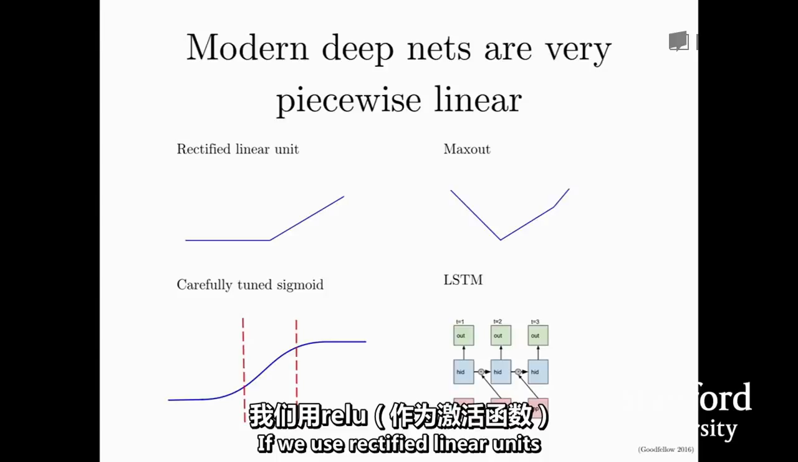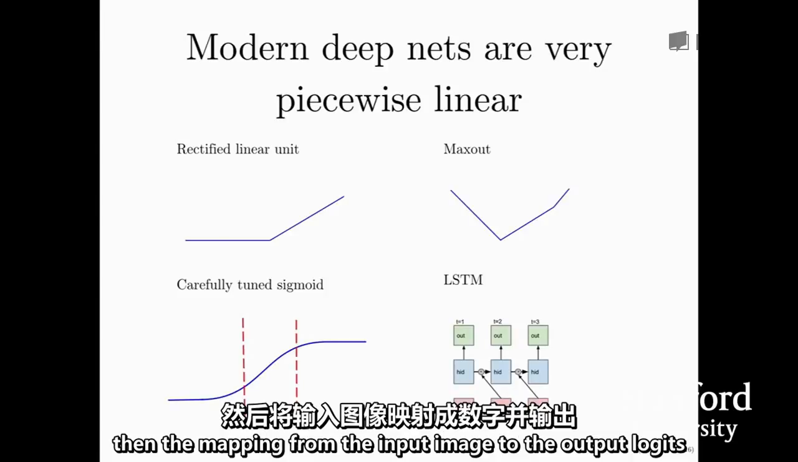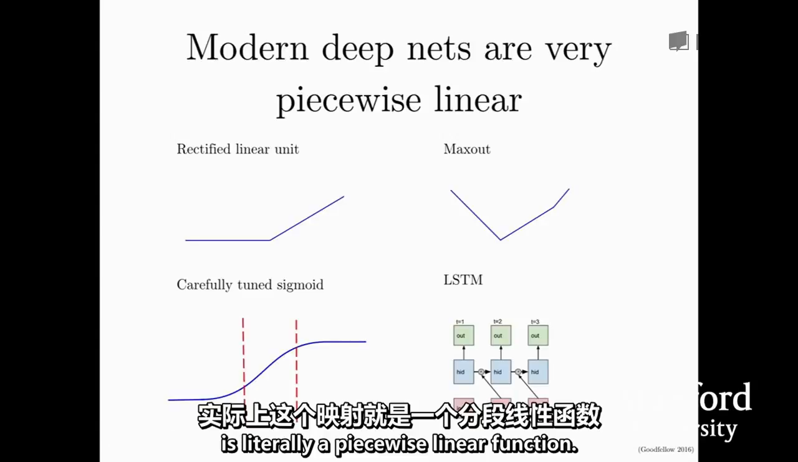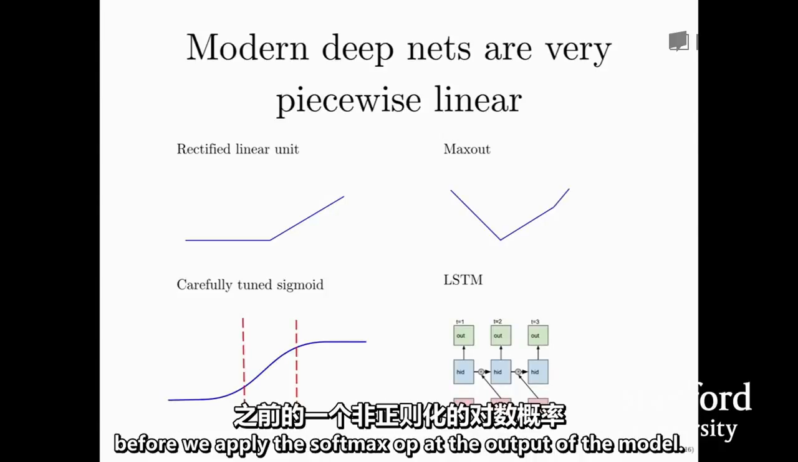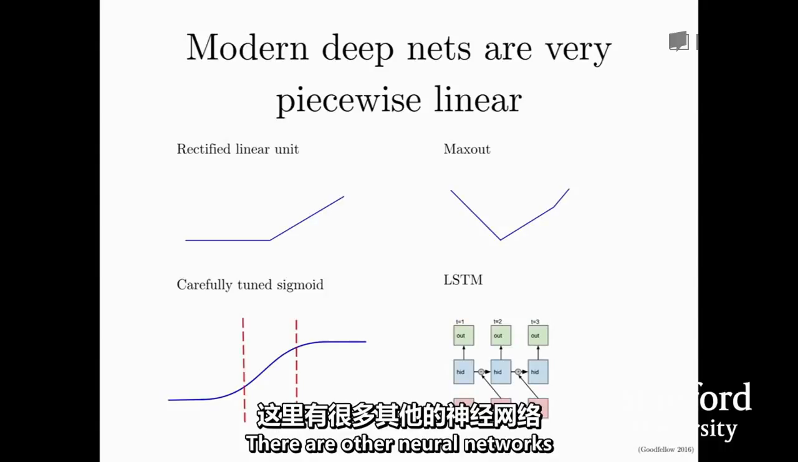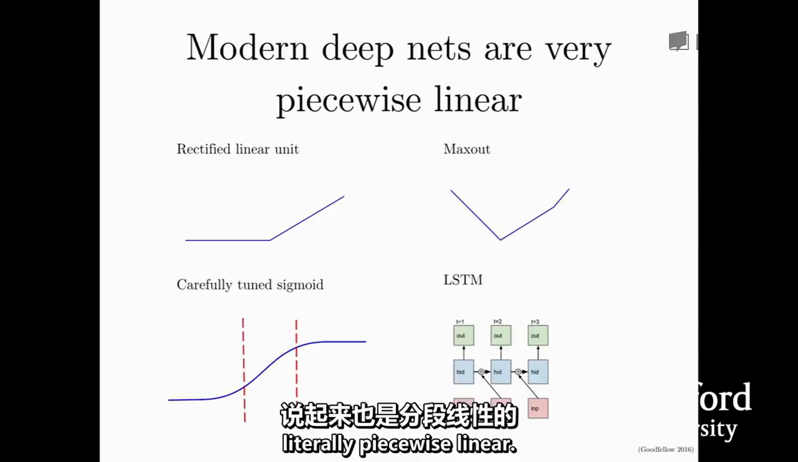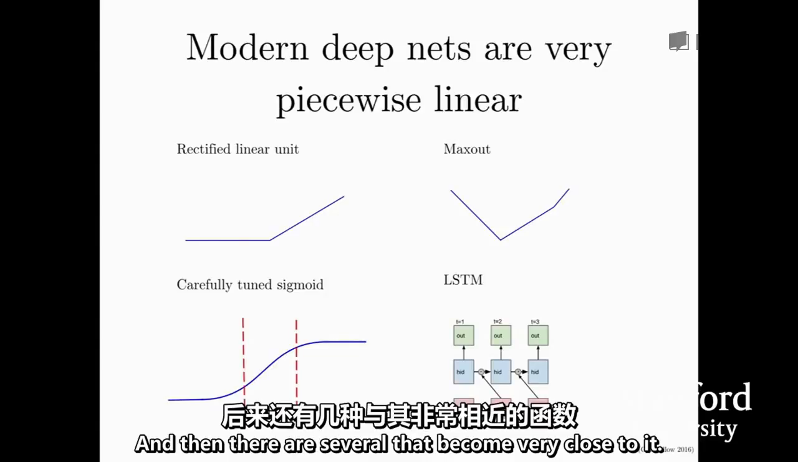If we use rectified linear units, then the mapping from the input image to the output logits is literally a piecewise linear function. By the logits, I mean the unnormalized log probabilities before we apply the softmax op at the output of the model. There are other neural networks like max-out networks that are also literally piecewise linear. And then there are several that come very close to it.